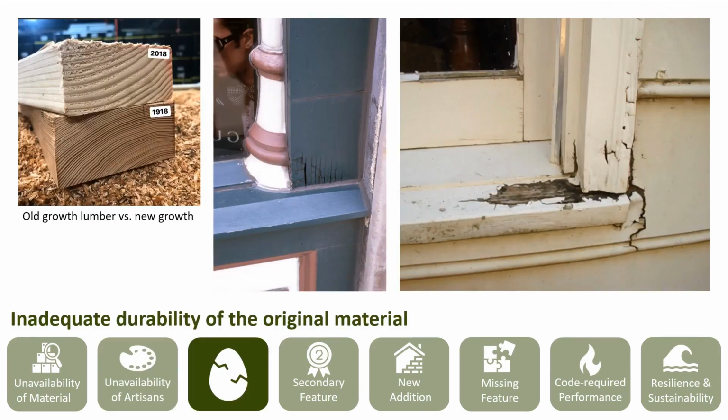Some historic building materials were of inherently poor quality or were not durable. Common examples could be soft sandstone or brownstone, or perhaps more modern wood products. Many of you have certainly seen this type of comparison in the left image before. This is the stark 100-year difference between old-growth lumber and the modern equivalent, resulting in decreased decay resistance.